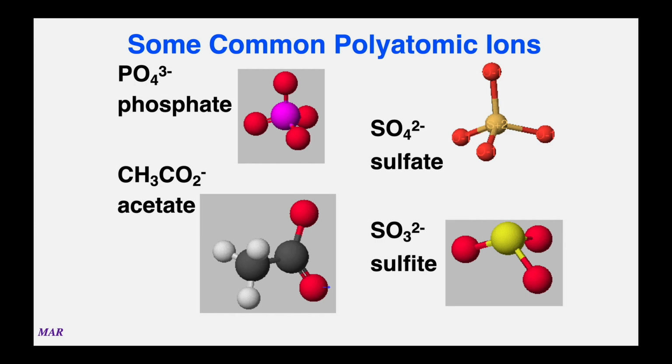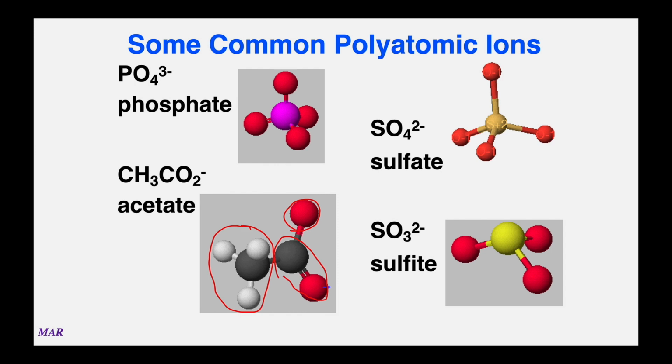Here are some other ones. Phosphate, PO4, with a -3 charge. Phosphate shows up a lot in biology. Acetate, which is used for lots of things, is CH3CO2 with a -1 charge. This is the picture of acetate. This is the CH3. Here is the CO, and then this is the O- part right there.